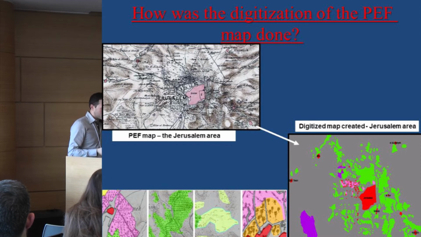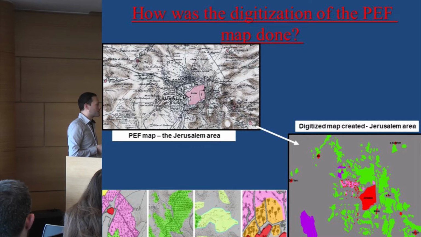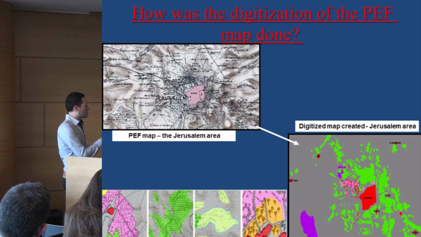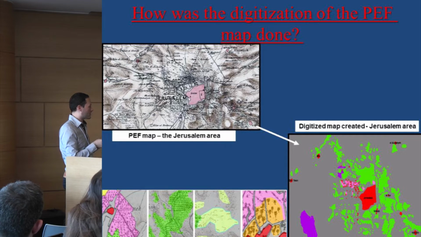So how was the digitization done? For people who maybe don't know how it is done, here we have the PEF map of the Jerusalem area. What we actually did, we drew the features. We created the polygons. Each polygon also got a category. And to make it easier for us, and also for you now, to see the differences, we gave it a color. So all the built areas are in red. All the greens are orchards. All the purple are vineyards, and so on.